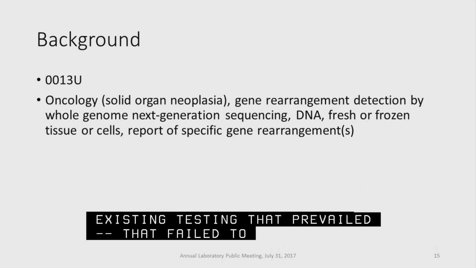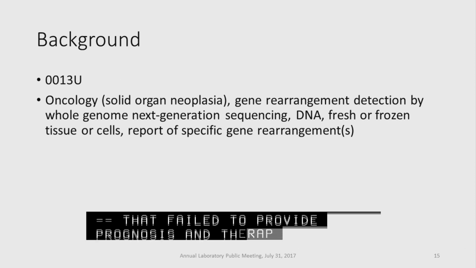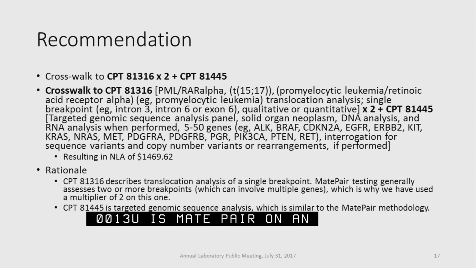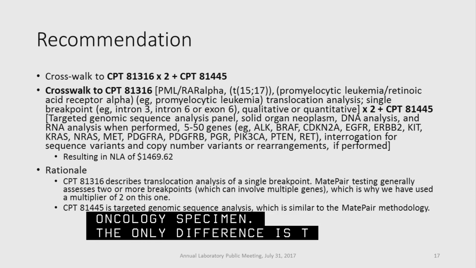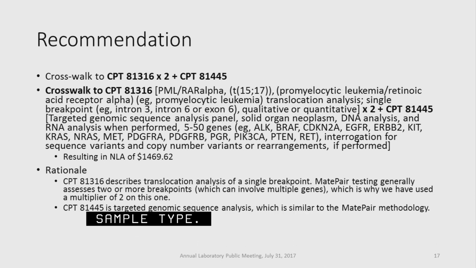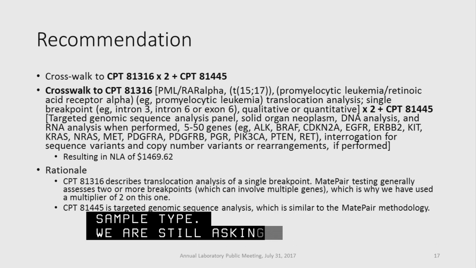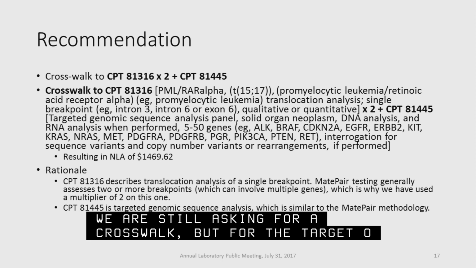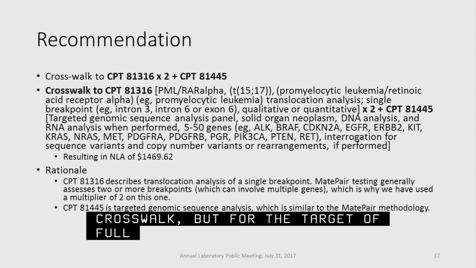0013U is mate pair on an oncology specimen. The only difference between this one and the previous, again, is the sample type. Our crosswalk on this one is slightly different. We are still asking for a crosswalk to CPT 81316 times 2, but for the targeted whole genome sequencing, we're crosswalking it to CPT 81445, which is the targeted genome sequencing for oncology specimens.